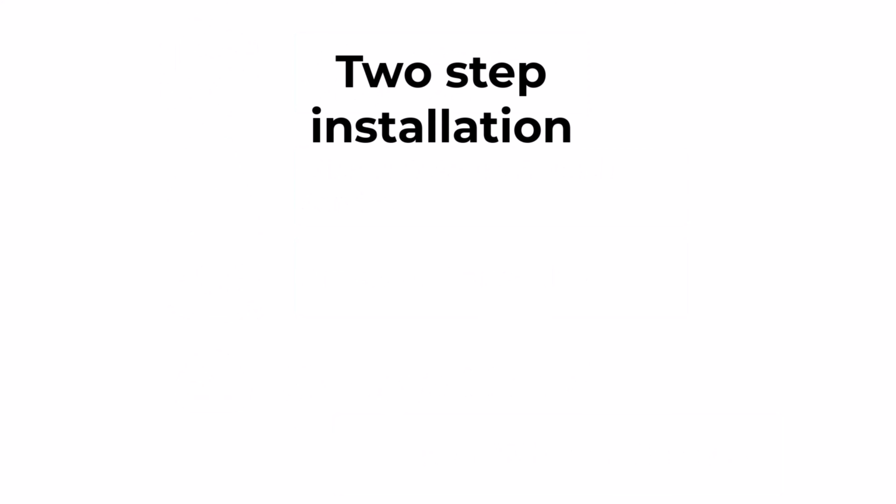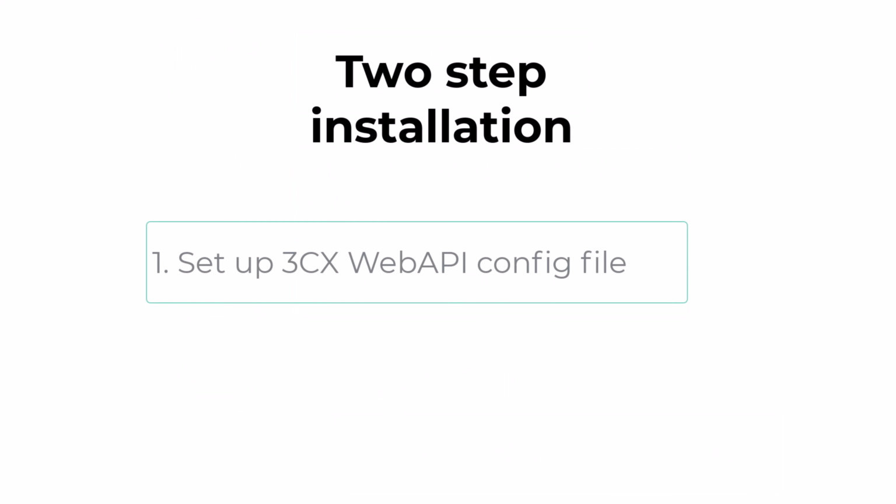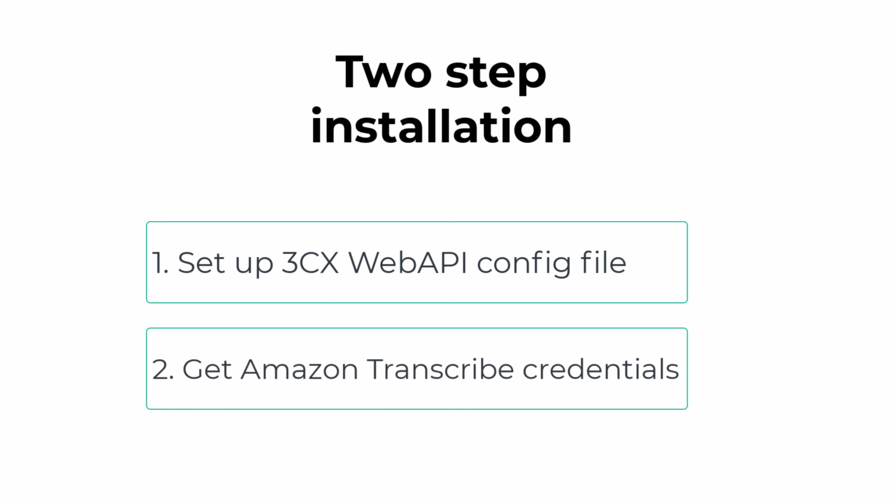We will have two general steps. Firstly, we have to configure the 3CX Web API to enable this feature, and secondly, we have to obtain Amazon credentials to set up the integration. Let's start. I have the 3CX Web API installed. You can find the guides on how to install it in the video description. There is no difference in the setup process between Windows and Debian, except the tools you will use.